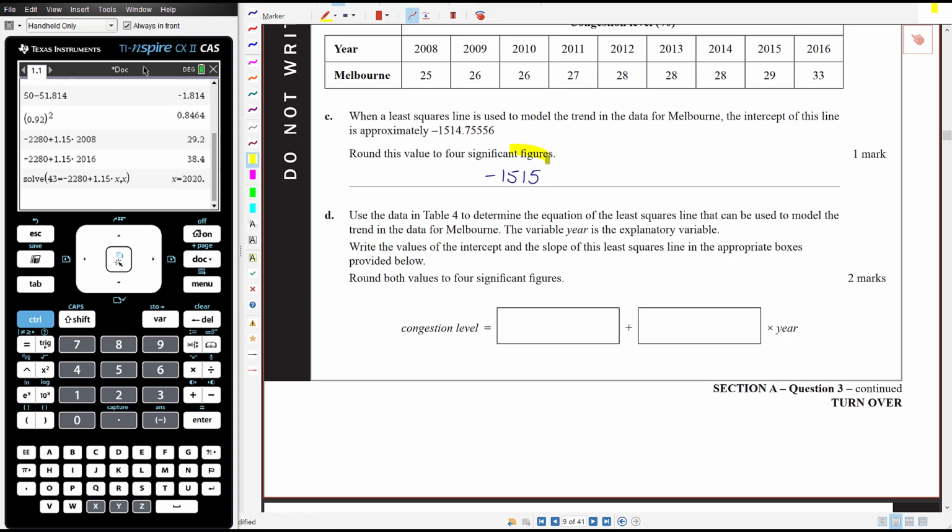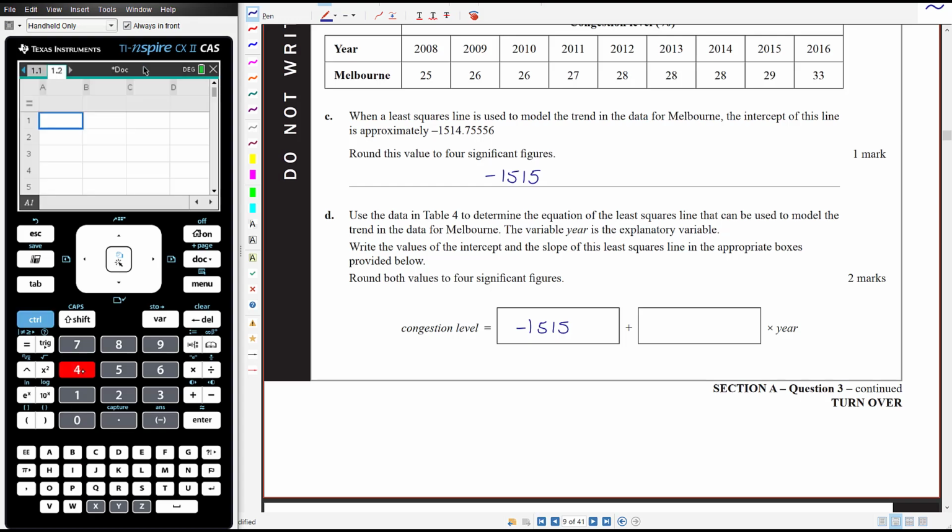Okay, you've been given a gift here because they've just given you the intercept and you want to write it to 4 significant figures in the line. So this should be negative 1515 here. So hopefully that's also going to be a nice check to make sure that we've entered our data in correctly. So I'm going to insert a lists and spreadsheets page to do the regression. I'm going to enter in the data.